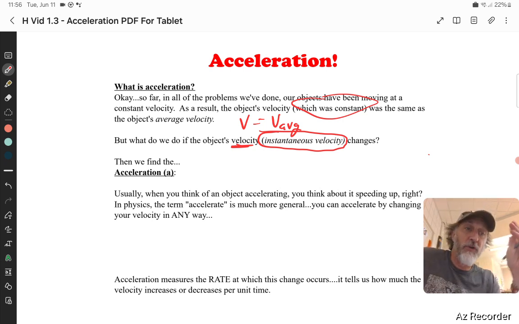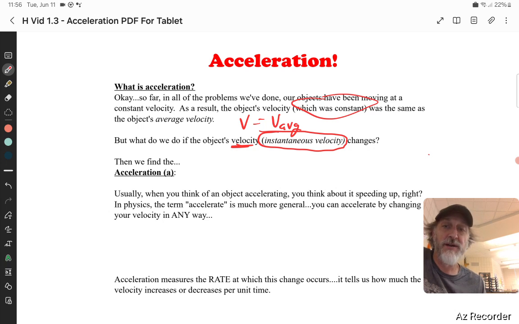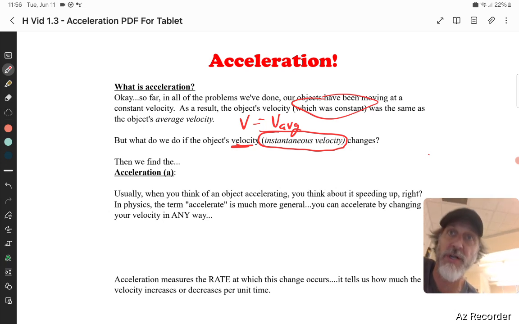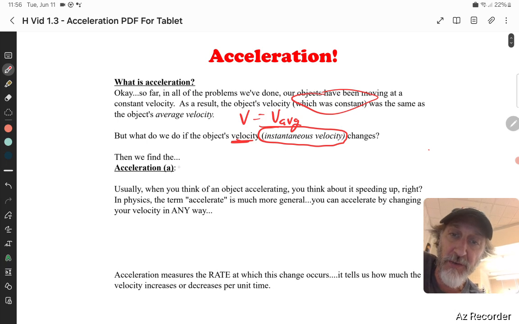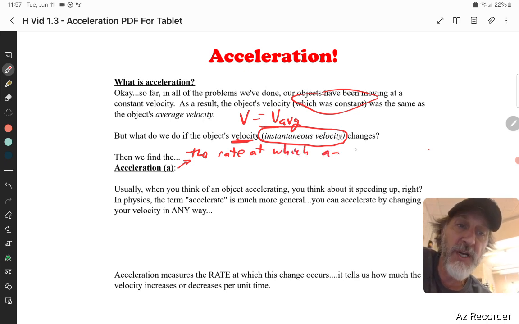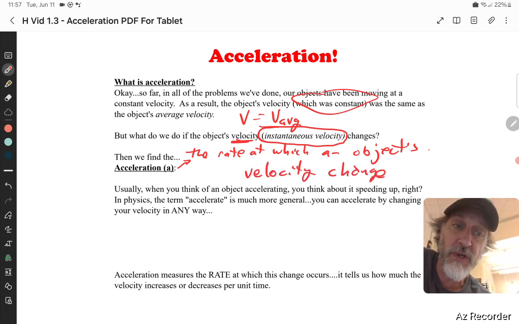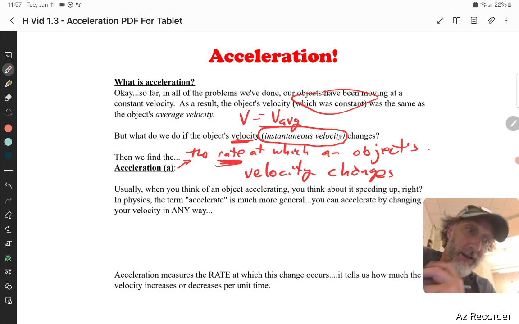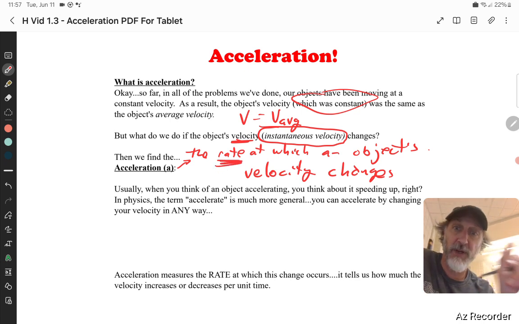All right, so if the object's velocity is changing, then we have to find the acceleration. So what is acceleration? Acceleration is the rate at which an object's velocity changes. Notice the word rate here. Rate, that's going to become important.